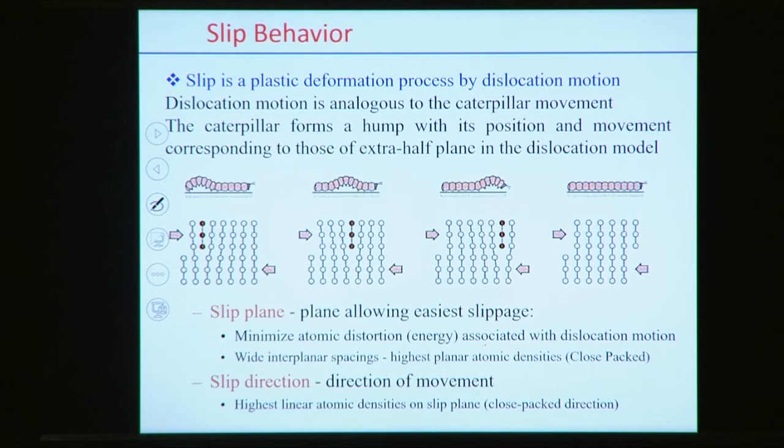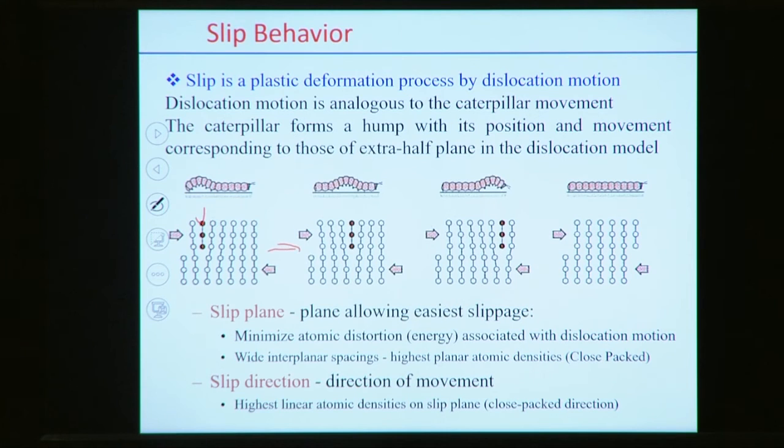So let us look into this dislocation model. This is the arrangement, and there is one edge dislocation, an extra plane of atoms. Assume this is the creation of the hump by the caterpillar. At the next stage, the hump shifts.